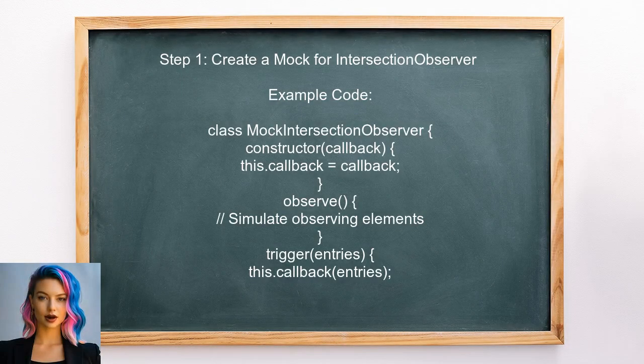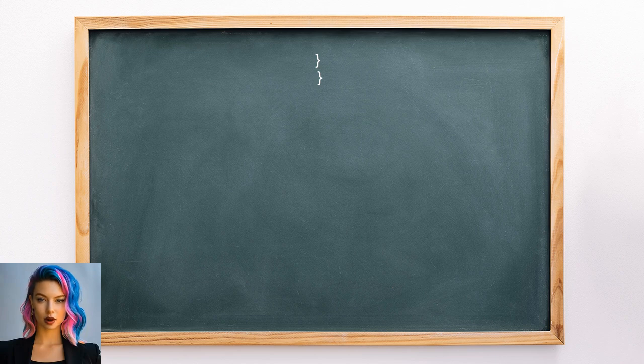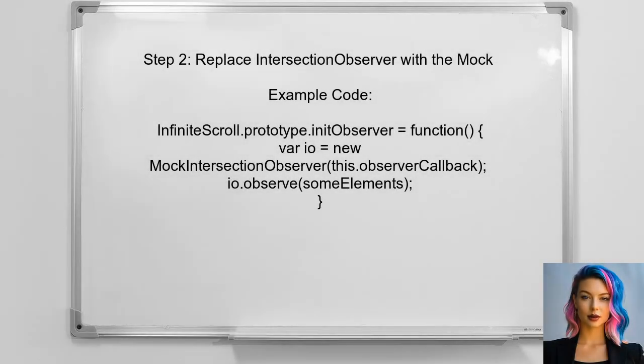To begin testing the intersection observer behavior, the user should create a mock for the intersection observer. This allows them to simulate its functionality without relying on the actual browser implementation. Next, the user should replace the original intersection observer in their component with the mock. This can be done by modifying the component's initialization method to use the mock instead.